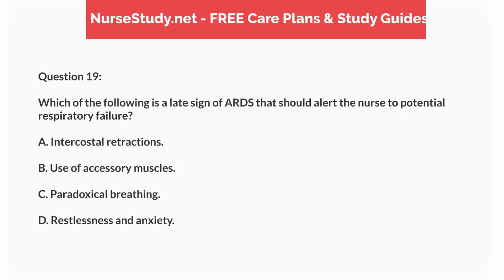Question 19. Which of the following is a late sign of ARDS that should alert the nurse to potential respiratory failure? A. Intercostal retractions. B. Use of accessory muscles. C. Paradoxical breathing. D. Restlessness and anxiety.